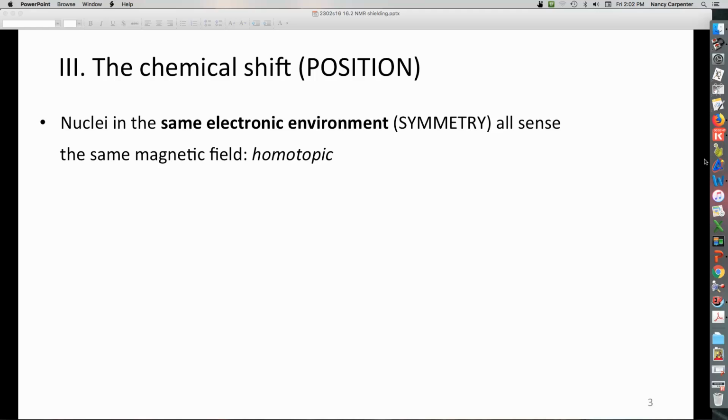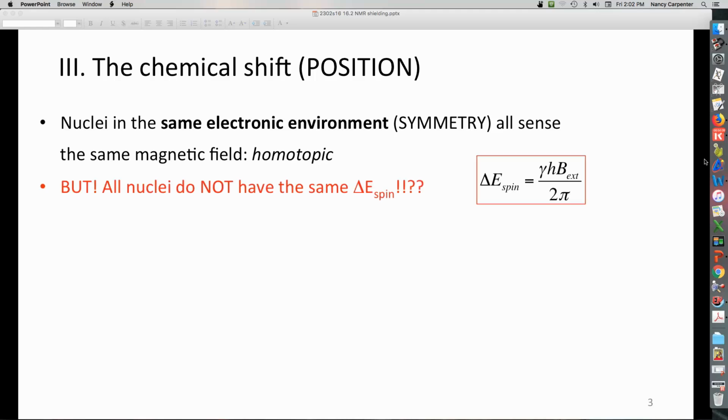So, as we've seen, nuclei in the same electronic environment all sense the exact same magnetic field. They're called homotopic. They're identical by symmetry, and they all sense the same magnetic field. That means they're going to show up in the same exact place in the NMR spectrum. Makes sense, but then why are we even doing this?